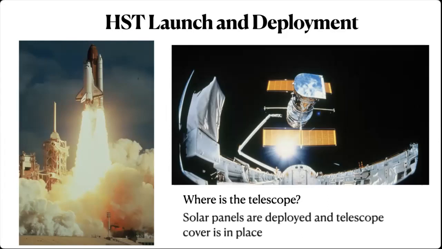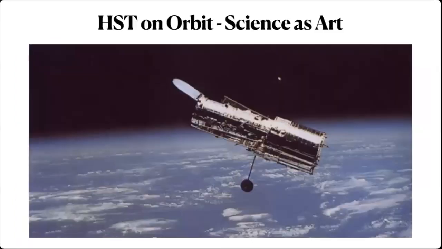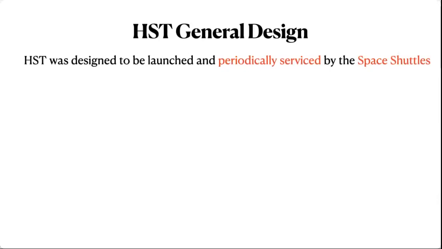The solar panels have already been deployed, and you can see that there is a cover on the telescope. And the reason for that at this point is the cargo bay is considered a dirty environment relative to space. So it's important to keep the optics as clean as possible. And the telescope is thus covered up until it gets far enough away from the shuttle. And here you see it on its own, moving away from the shuttle, and just a gorgeous picture of the telescope on orbit.